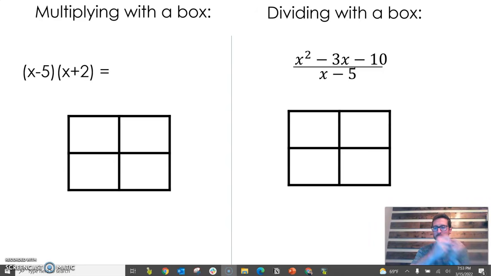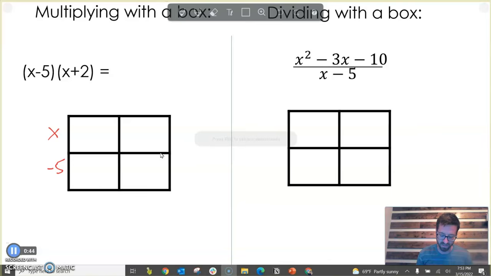And I'm going to pull out a couple of important pieces of information that are going to help us whenever we divide with a box here in a minute. So if I take x minus 5 one factor and x plus 2 the other factor, I'm going to multiply to fill in my box, and my product will go in here. And so the first thing I want you to notice is that our x squared, this quadratic term, kind of takes the place of this top left box. That's the first thing I want you to remember.